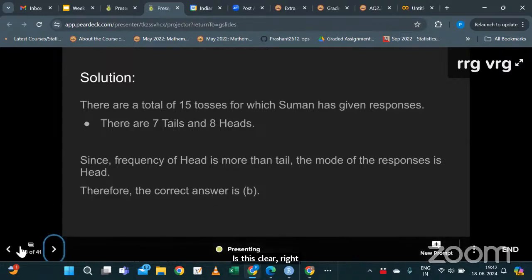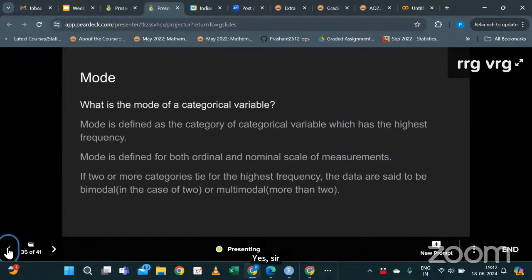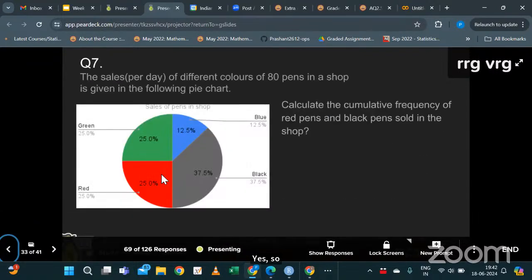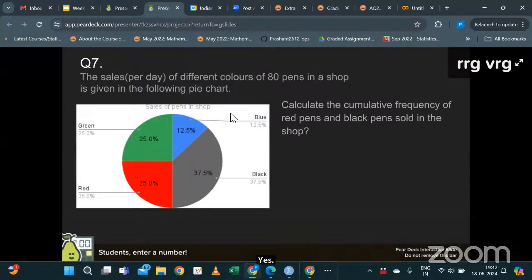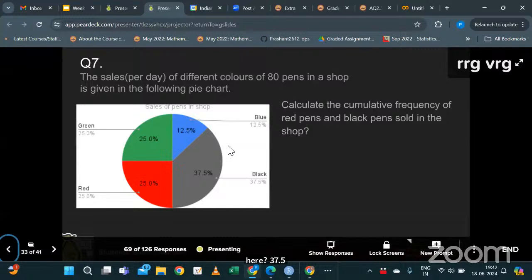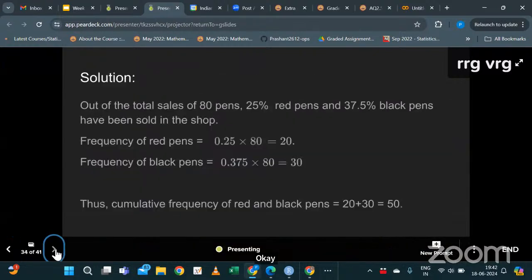The mode is something you can also find from a bar chart and pie chart. Tell me, what will be the mode here? Black, or 37.5? Sir, black. It's black, because in a pie chart the widest slice will have the mode. Okay. Yes, sir.